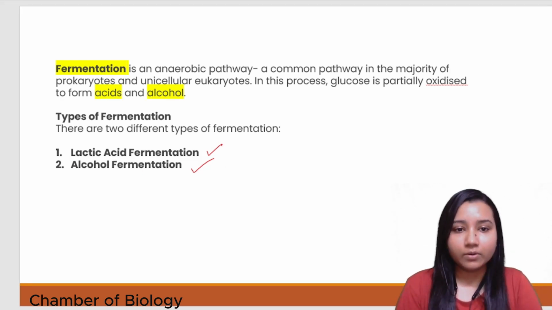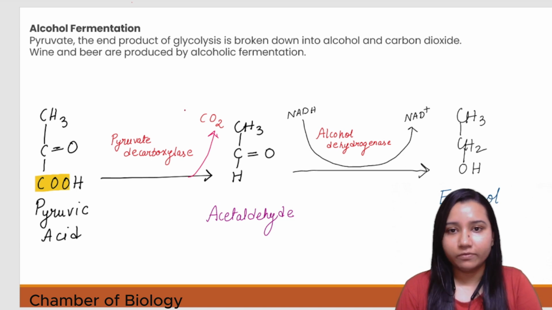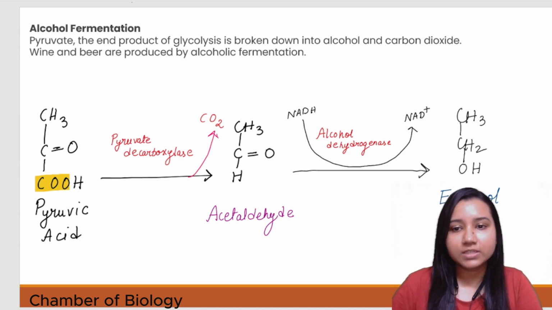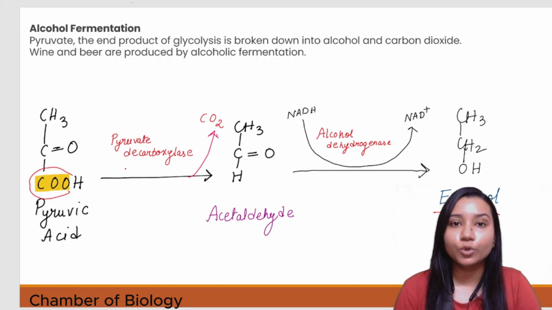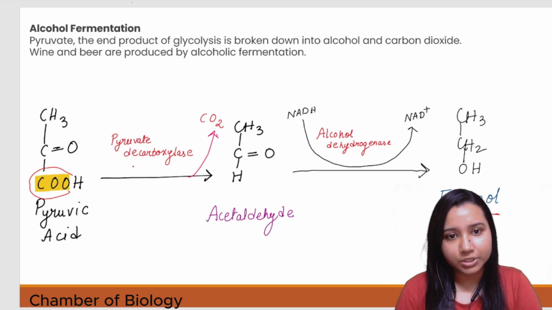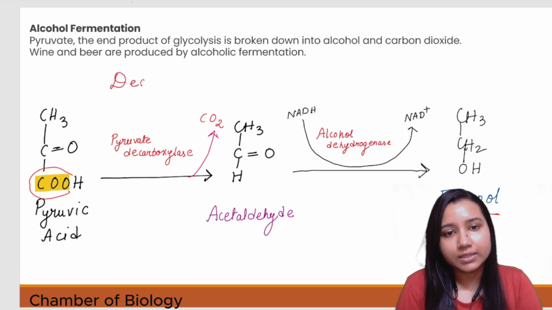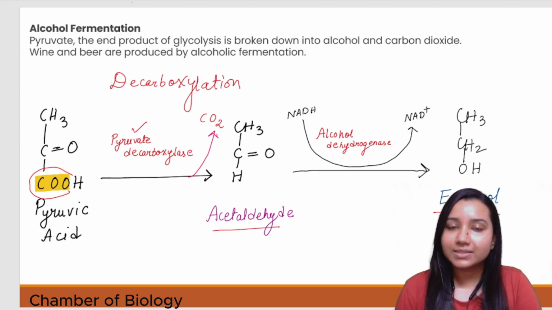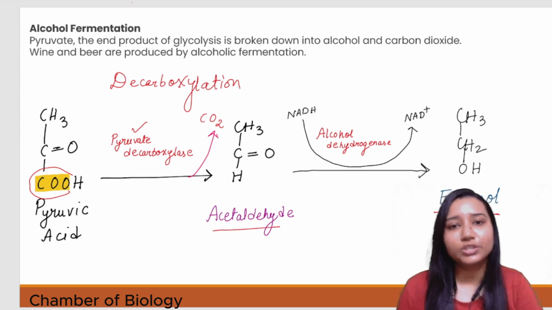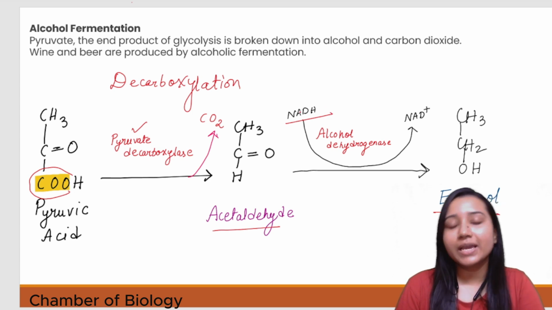Now that we know about it, let us discuss the alcohol fermentation. In alcohol fermentation, we will see ethanol is produced, but how? So the pyruvic acid, here we can see the carboxyl group which is present. It is going to be removed by decarboxylation. So we are going to see there is removal of carbon dioxide by the enzyme pyruvate dehydrogenase, and it is going to form acetaldehyde. Then reduction is going to happen, and the NADH which was formed during the glycolysis is going to be utilized.